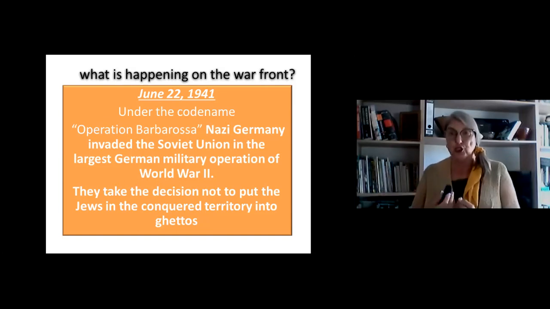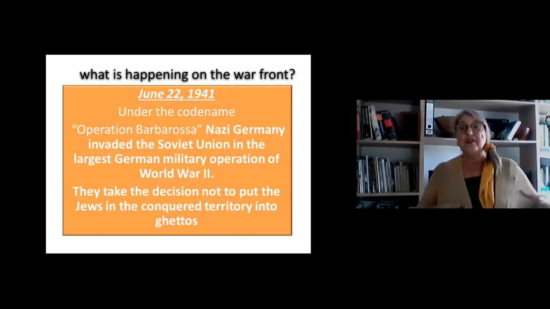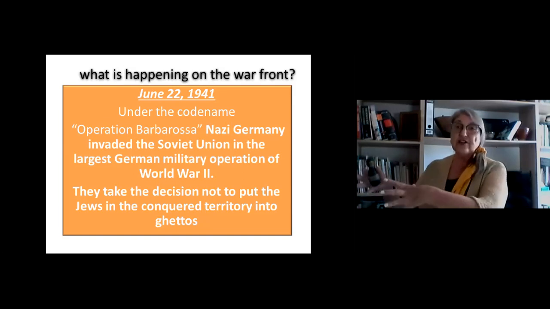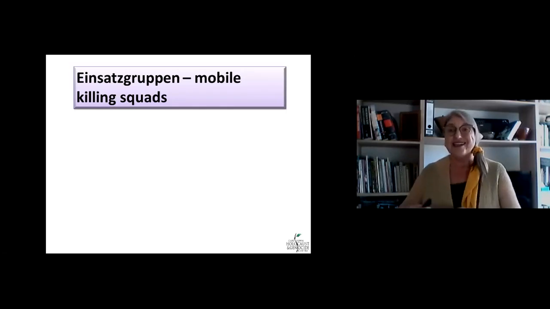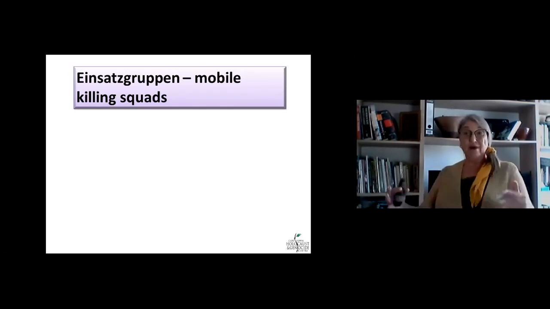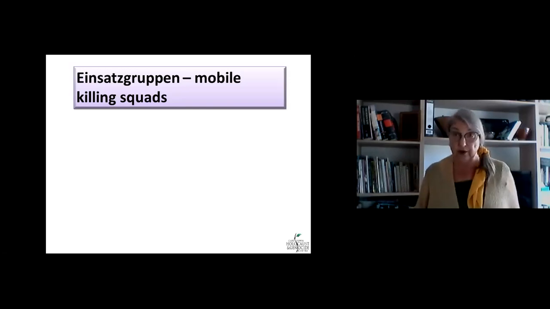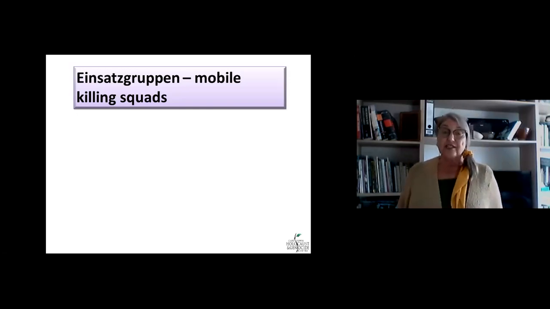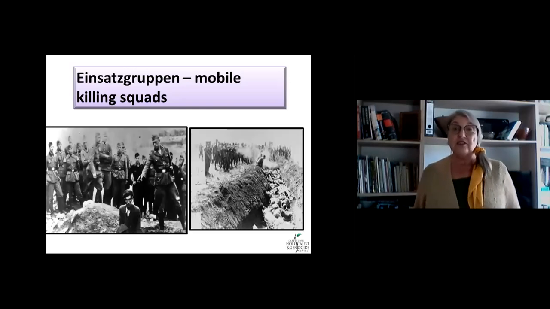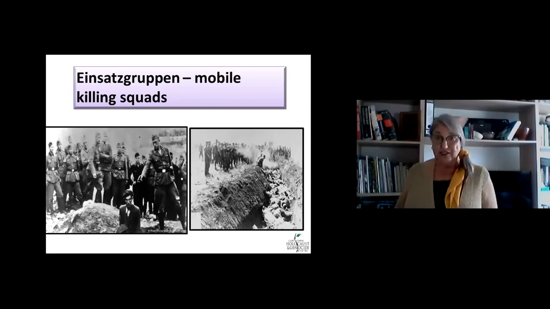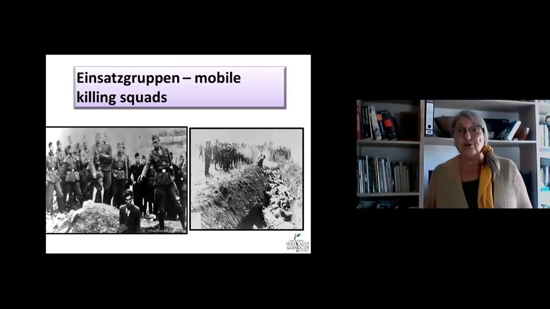And how are they going to do this? Well, as the armies rolled into the different territories, following them were units of men called Einsatzgruppen. They were mobile killing squads. Their job was to round up men, women, and children and kill them. And this they did, grade 9s, for days and for nights. They rounded up men, women, and children, made them dig ditches, and shot them into the ditches. And millions of Jewish people were murdered this way.